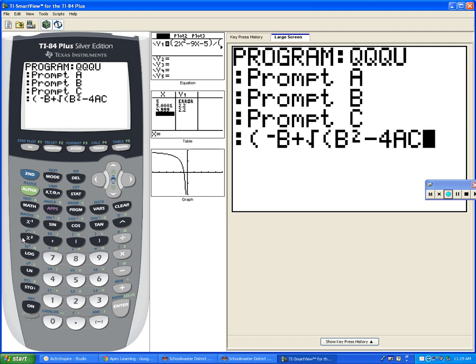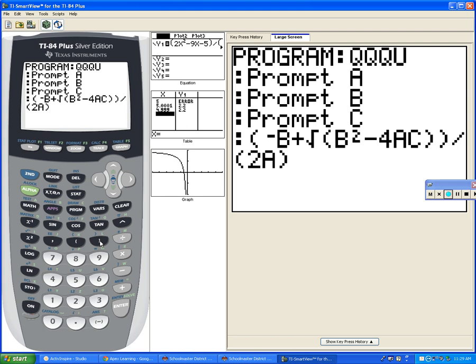Now you have to close the parentheses for your square root, and you need to close the parentheses for the numerator of your fraction. So parentheses, negative b plus square root, this parentheses comes up automatically, b squared minus 4ac parentheses parentheses, divided by, this also needs to be in parentheses, 2 alpha a. Trust me, it's all going to work out, okay?